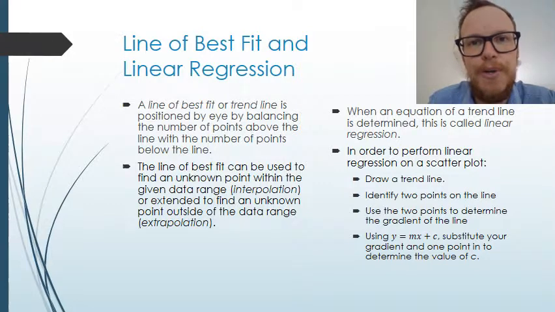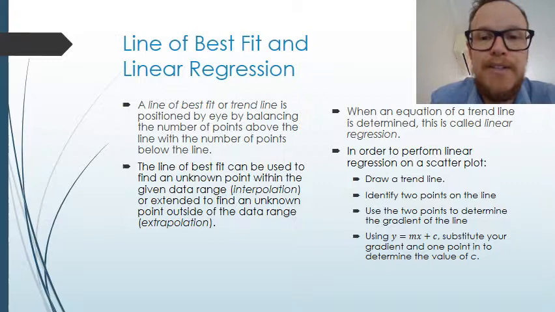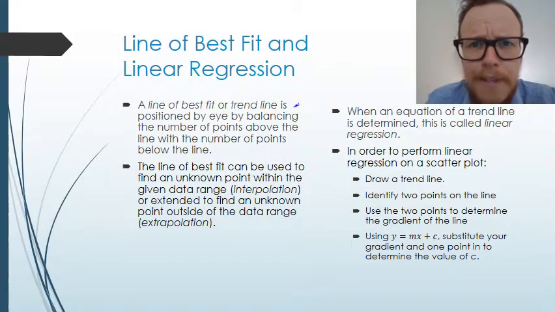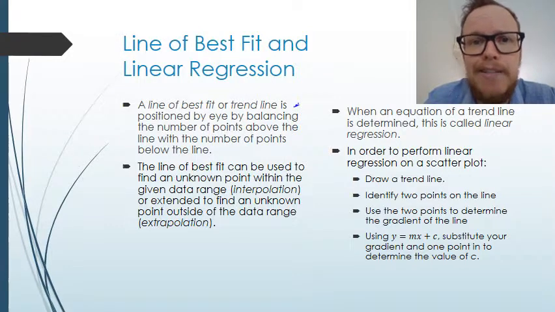You can also use a number of different programs to perform regression analysis, including Excel and MATLAB as well. So we'll be able to go through some of those in class. So firstly, a line of best fit or trend line is positioned by eye by balancing the number of points above the line with the number of points below the line. And often in this, you'll try and disregard any outliers that you might see in your data set.